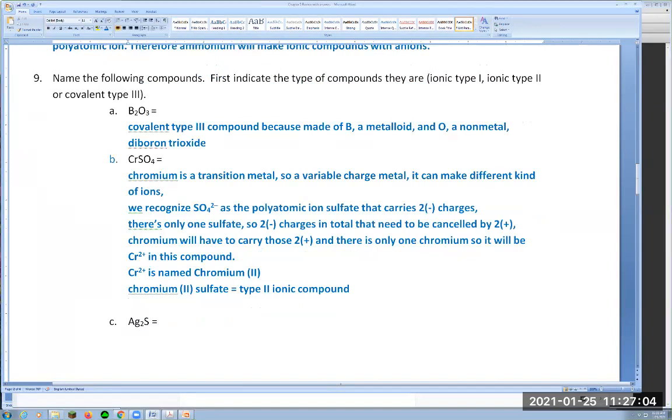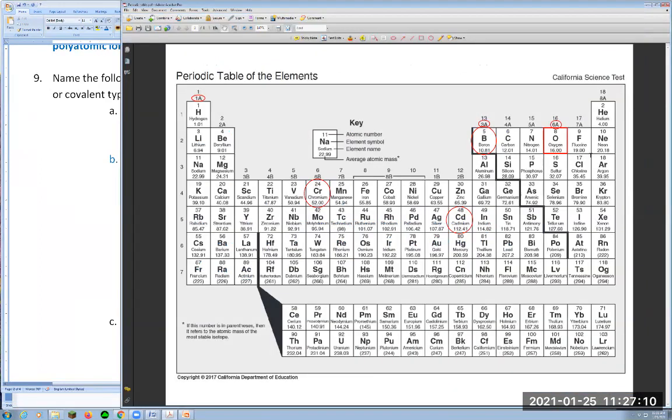Next one, Ag2S. So let's look at the periodic table for both of these. Ag, silver, we said even though it's a transition metal, it's an exception. It's always Ag plus. Sulfur is a non-metal in group 6A. So we have a metal and a non-metal. So this will make it an ionic compound. And because silver is a predictable ion because it's always +1, that's going to be a type 1 ionic compound.